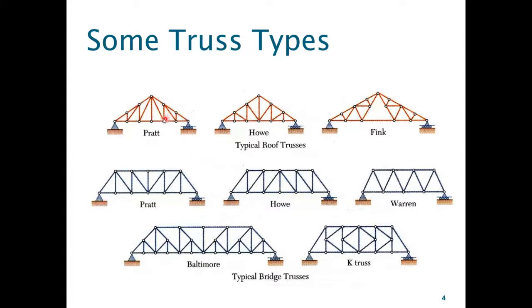There are lots of different types of trusses that we can use. Pratt trusses. So there's a Pratt truss that looks like this one. There's also a Pratt truss that looks like this one. A Howe truss. Again, you can have a pitched roof in a Howe truss, or we can have a flat version of a Howe truss. A Fink truss, Warren truss, Baltimore trusses, K trusses.